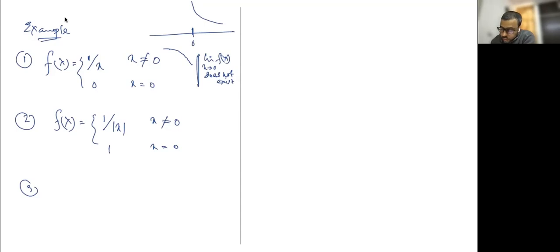So 0 is a discontinuity. Though the function has been defined at 0, it does not matter. It cannot be continuous because the limit itself does not exist. Okay, what about this function?